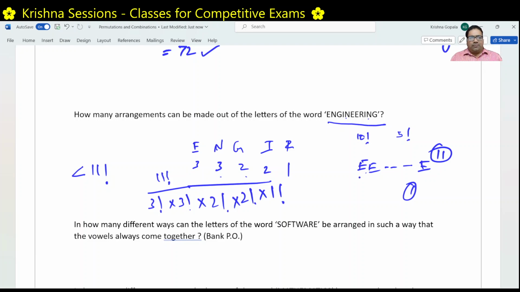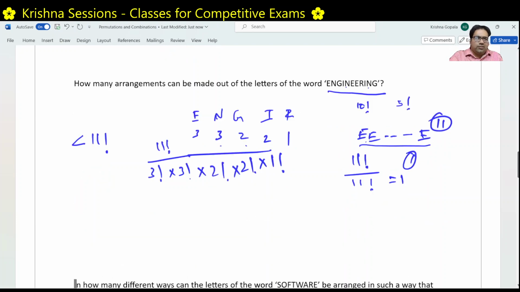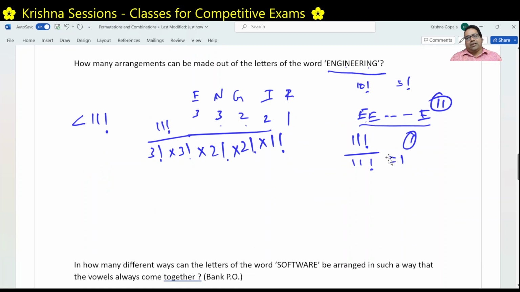Let's check with the extreme case. If all E's are there, then it is 11 factorial divided by 11 factorial, since E is repeated 11 times, which is equal to 1. Which is also true, right? It should be one permutation only. If all the letters are the same, there is no way you can create more than one word, because whichever you write first, it doesn't matter. You'll still get the same word.